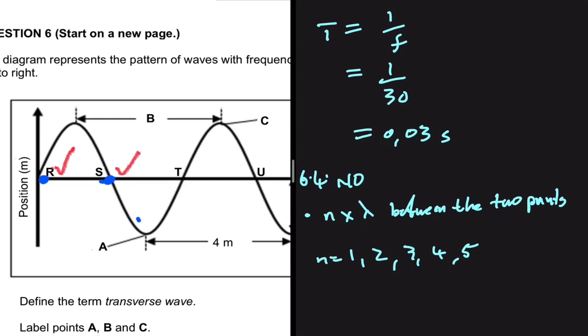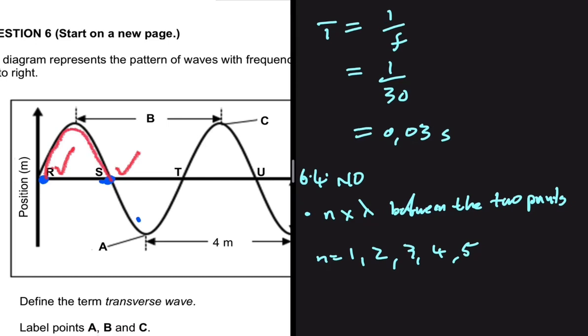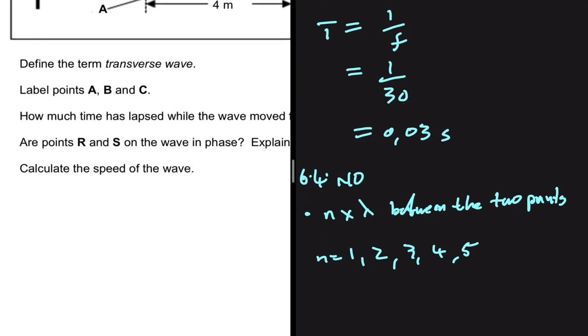So let's look at R and S. From R to S, we have half a wavelength. So we don't have a whole number of wavelengths between those 2 points. That's why the answer to 6.4 is no. Your reason should be that R and S are not separated by a whole number of wavelengths. They're not separated by 1, 2, 3, 4, or whatsoever up to 100 wavelengths. They are separated by a half, which is not a whole number. So those 2 points are not in phase.